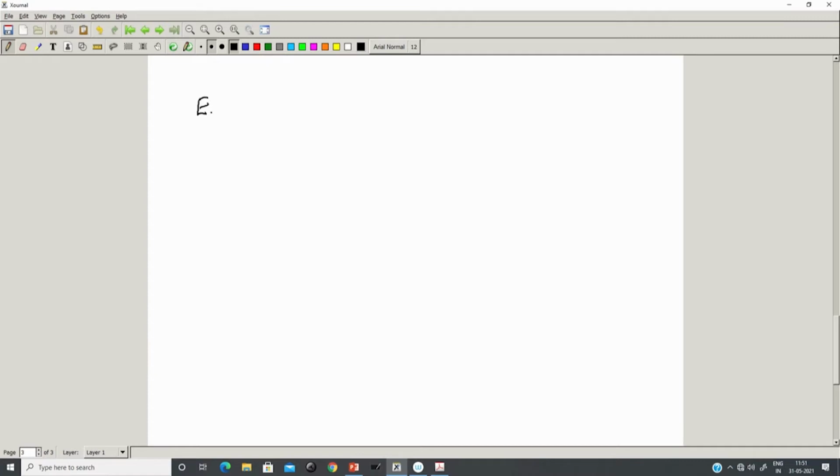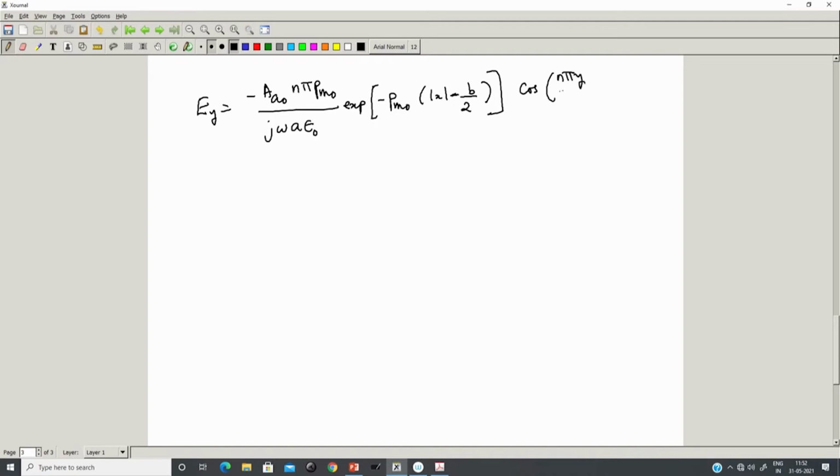Okay. Similarly, E y is minus a naught n pi p m o by j omega a epsilon naught exponential minus p m o mod x minus b by 2 cos n pi y by a e to the power minus j k z o z.